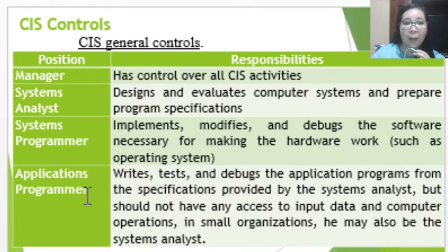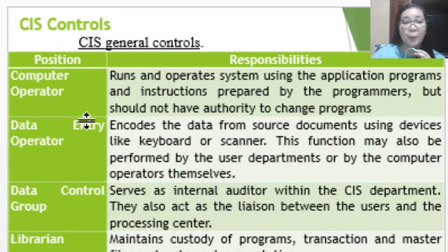For the applications programmer, he is responsible for writing, testing, and debugging the application programs from the specifications provided by the system analyst, but he should not have any access to input data in computer operations. In small organizations, he may also be the system analyst at the same time. For the computer operator, he is the one who runs and operates the system using the application programs and instructions prepared by the programmers, but he should not have the authority to change the program.